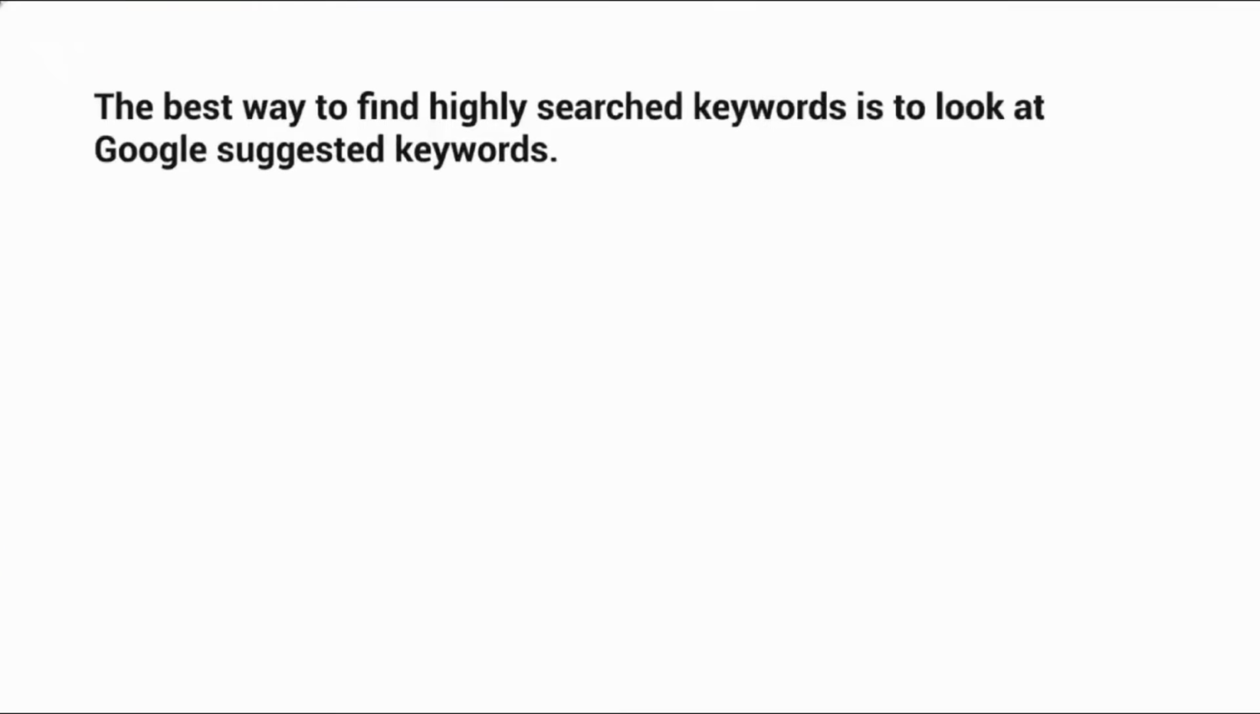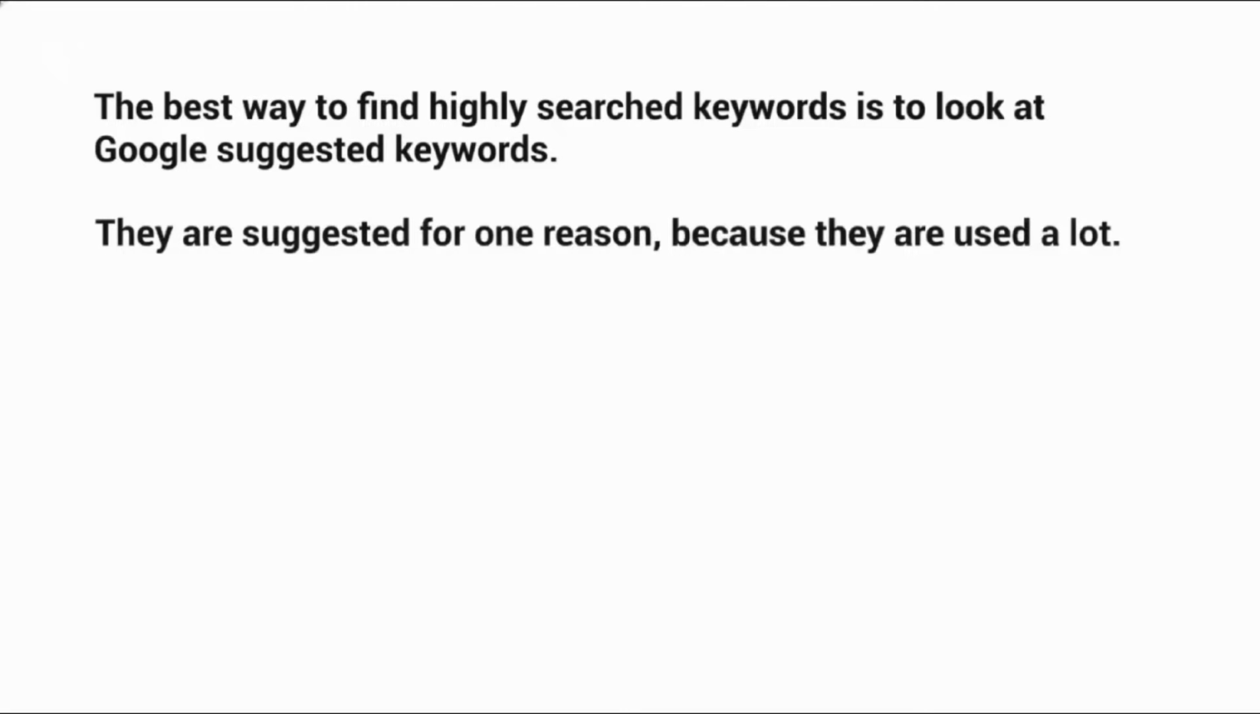Now the big question is, well, how do I find these keywords? So the best way to find highly searched keyword terms is to look at the Google suggested keywords. And they are suggested for one reason, because they are used a lot. So let me show you how to find them and what they look like.